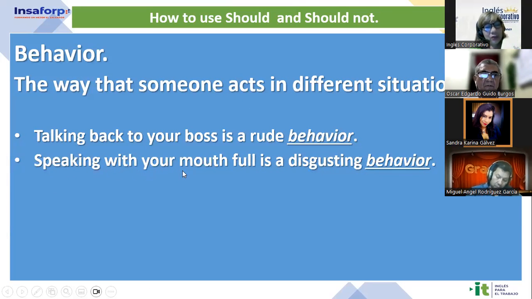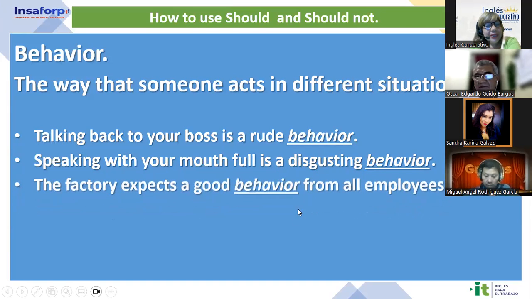Speaking with your mouth full is disgusting behavior. Okay, when you are eating, you say, wom, wom, wom. Hello, everybody. Something like that. It's disgusting. Disgusting, yes. Behavior. Don't do that. Okay, the factory expects a good behavior from all employees.